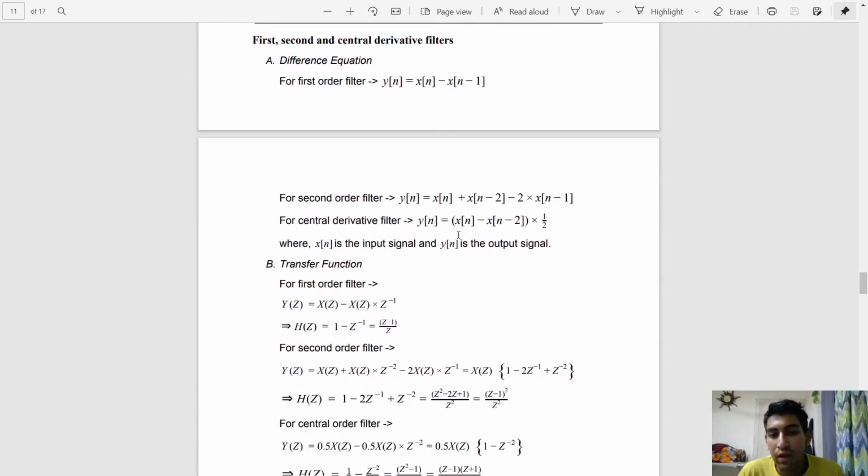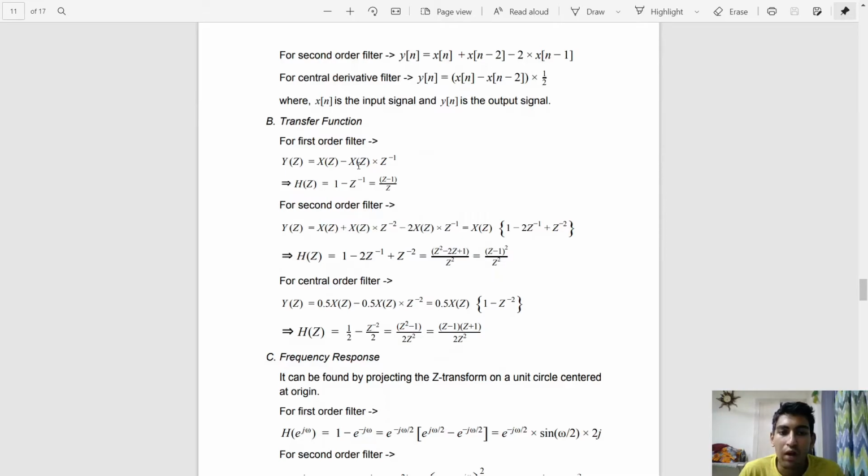The central derivative filter is a derivative filter taking a gap of two samples. Here x of n is the input signal and y of n is the output signal. To find the transfer function of all these three orders of filters, for the first one we just get this using the time shifting property of the z transform. Dividing by x of z on both sides, we get h of z equal to 1 minus z raised to power minus 1, and this is z minus 1 divided by z.